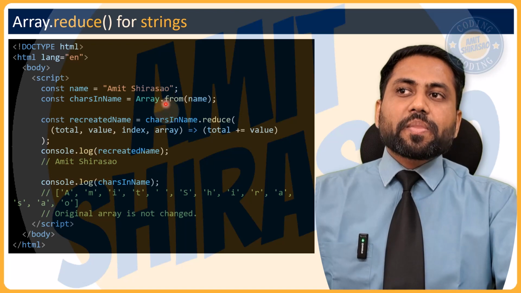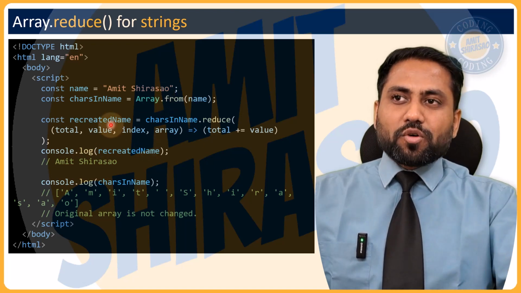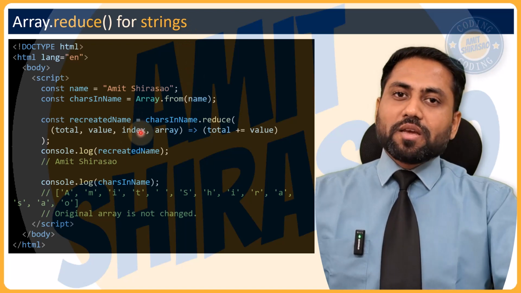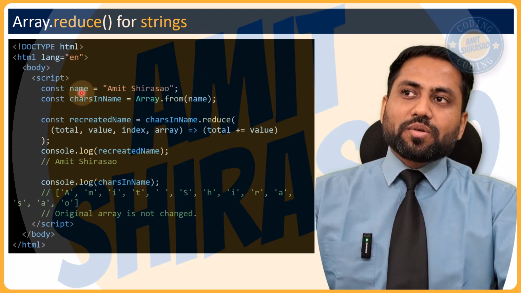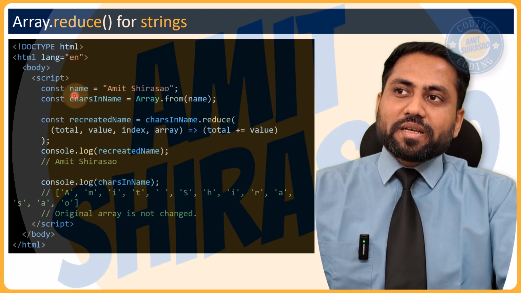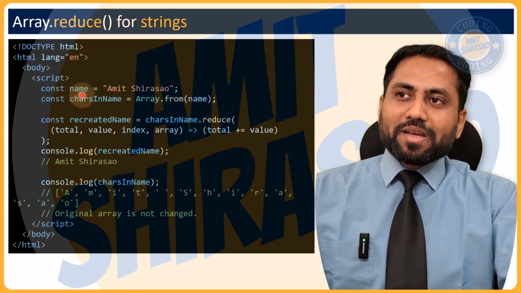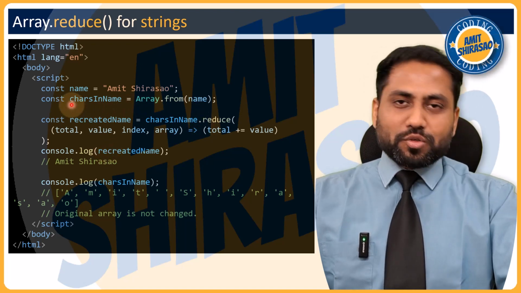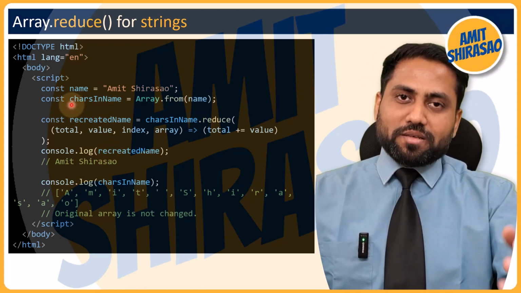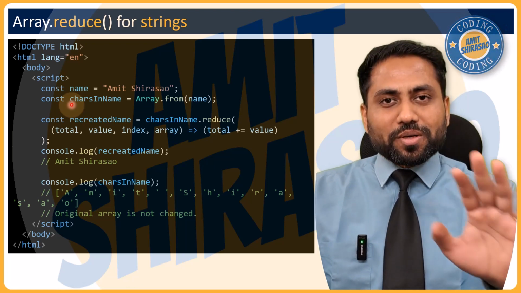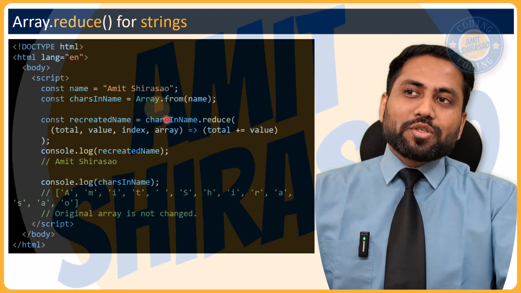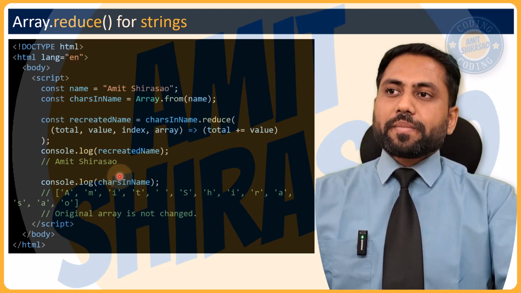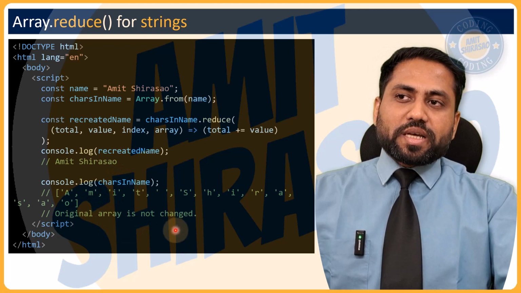Got the idea? This is only to demonstrate what a reduce function can do with strings, and that's why I'm showing this to you. Otherwise, you might ask a very basic question: you're such a silly person, you already had name, which was a string. You first converted it into an array and then used a reducer method to convert it back to a string. So what difference does it make? Yeah, it doesn't make any difference. It is only for your demonstration. I just wanted to show you how to use reduce over a character array to get a string. Okay. Again, the original array is not changed.